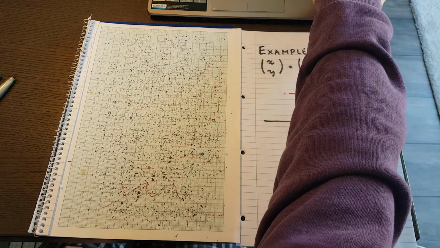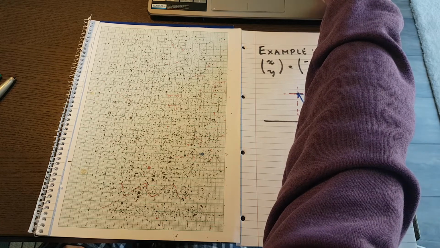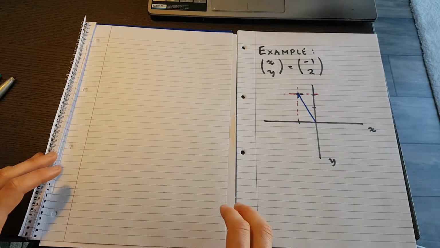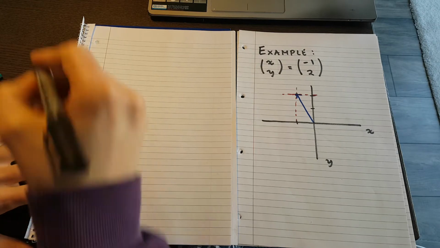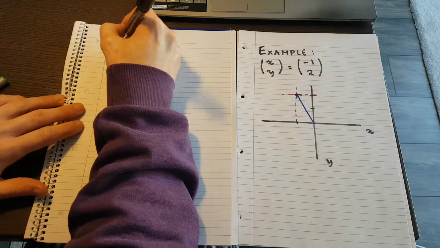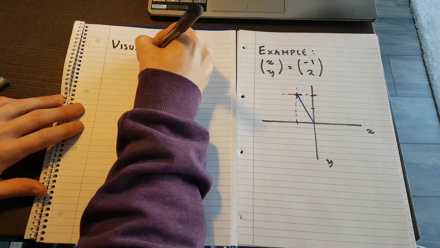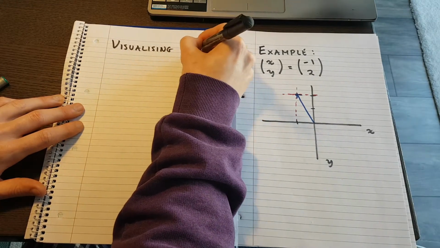So how do we work with vectors? As we said, there is addition and there is scalar multiplication. A scalar multiple is just multiplying by some number, some normal number. So now how would I visualize these? Visualizing scalar multiplication.